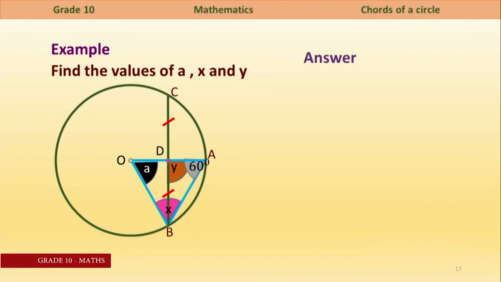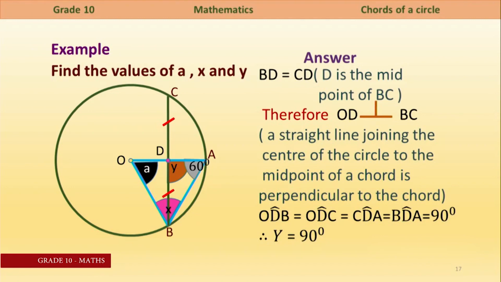Okay, then we can apply the theorem here also. We know BD is equal to CD. Therefore, we can say OD is perpendicular to BC. Why is OD perpendicular to BC? A straight line joining the center of the circle to the midpoint of a chord is perpendicular to the chord. So, using that, I can say the angle ODC, the angle ADC, the angle BDA, the angle ODB, they are all equal to 90 degrees.